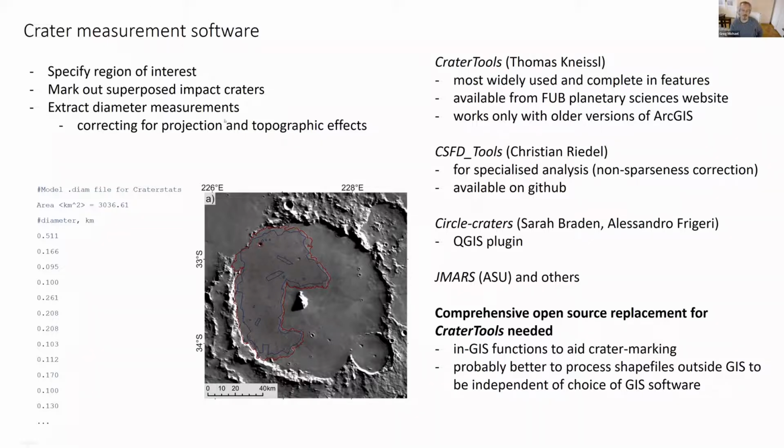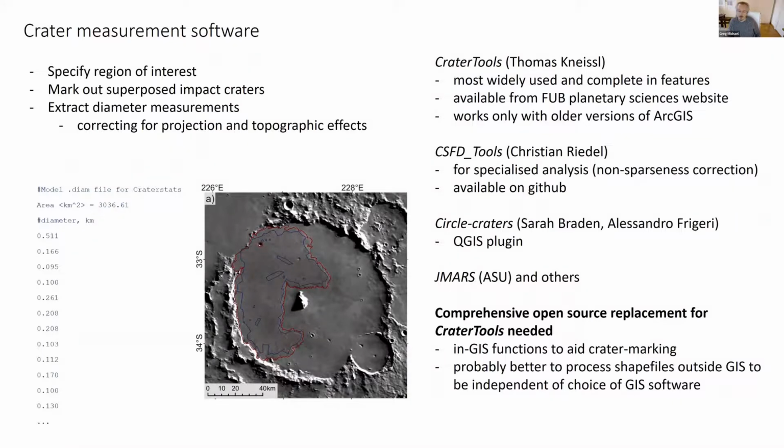And this kind of processing has been most commonly done by a tool known as Crater Tools, which was written by Thomas Kneissl about 10 years ago at Free University. It's still very widely used. You can download it from the Free University Planetary Sciences website, but you have to know that it only works now with older versions of ArcGIS. So Thomas Kneissl, unfortunately, left science a few years back, and the software is in the state it was when he left.